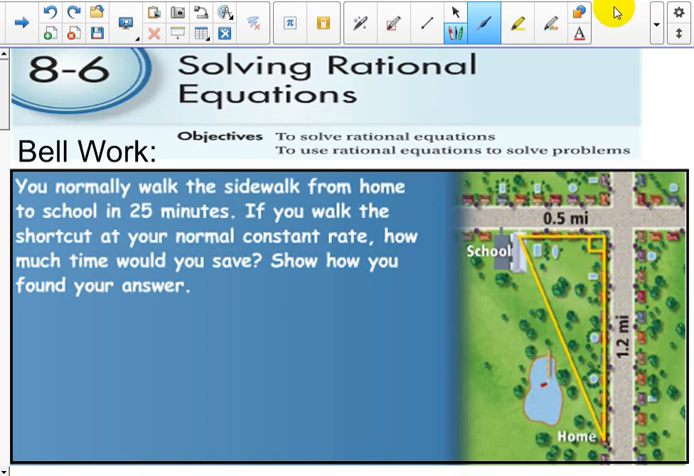Okay, so you normally walk the sidewalk from home to school in 25 minutes. If you walk the shortcut at a normal constant rate, how much time would you save? Show how you found your answer.